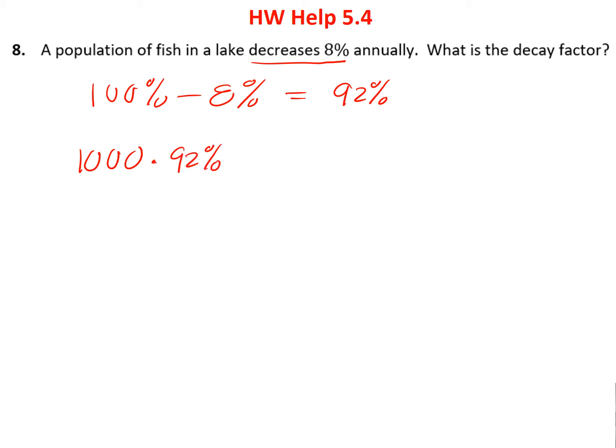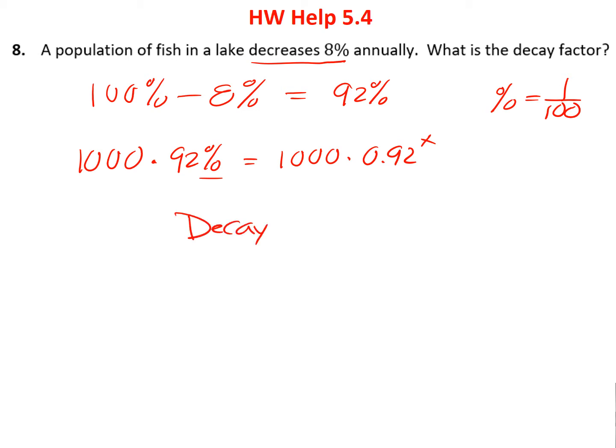Now remember, you never write it as 92%. Remember that percent sign means divide it by 100. Or in our case, we make it a decimal, and we would make it 1,000 times 0.92. And if this happened year after year, we'd say each year goes down by 8%. So our decay factor is 0.92. Okay? Think of it as 100% minus 8% is 92%, or 92 hundredths.